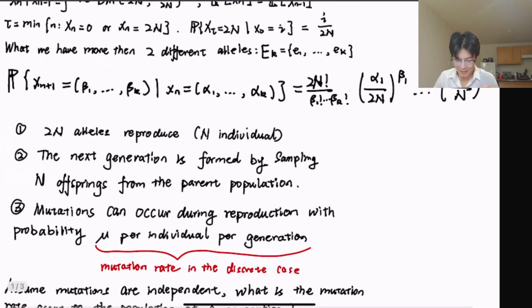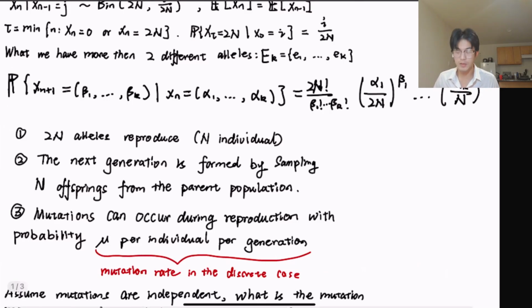And the mutation can occur during reproduction with probability mu per individual per generation. So this is the definition of mutation rate in the discrete case. It's just the mutation probability. And we haven't really talked about the mutation yet. Let me give you a simple example. What does a mutation look like?